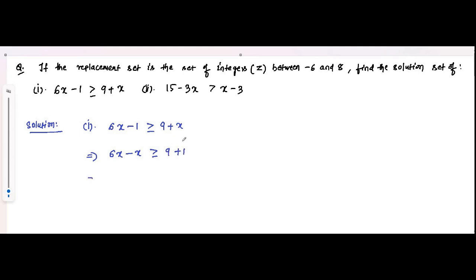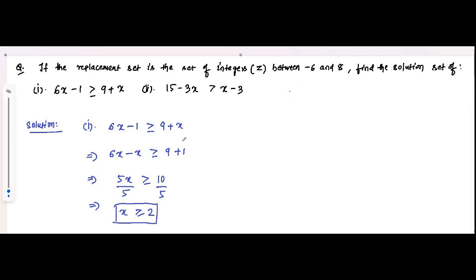That implies 5x is greater than or equal to 10. Again, we'll divide both sides of the inequation by the same positive number, 5. 5x by 5, 10 by 5. That implies x is greater than or equal to 2. Okay, this is the solution of the given inequation.